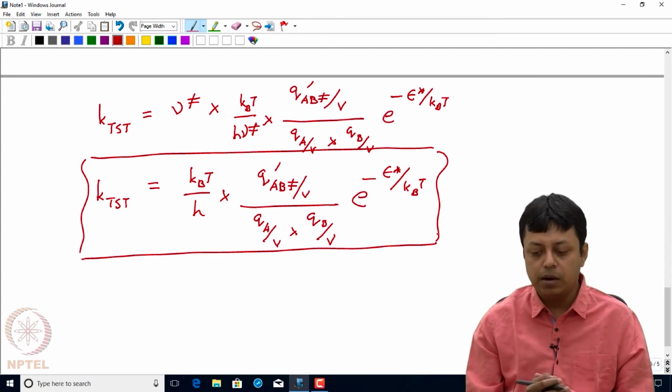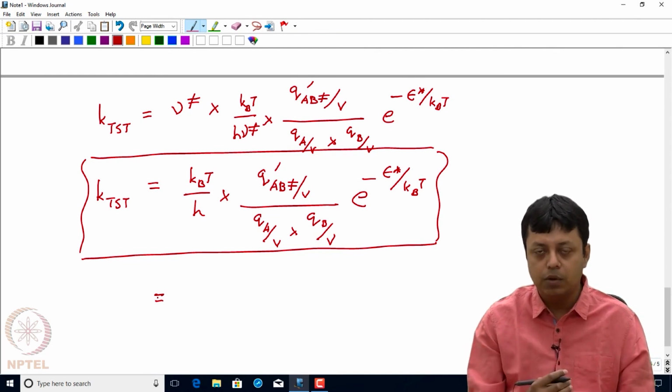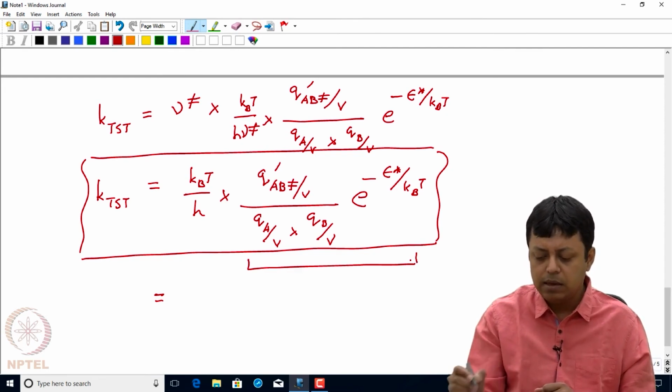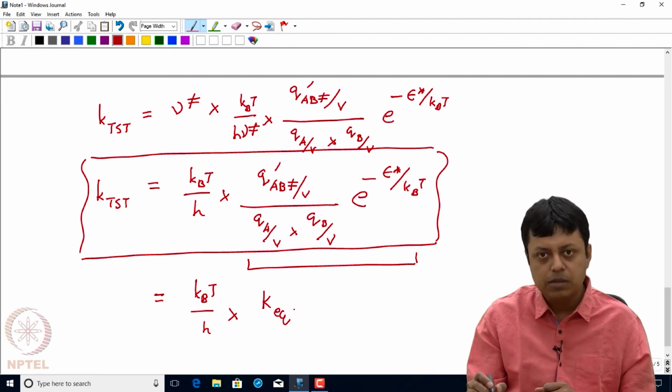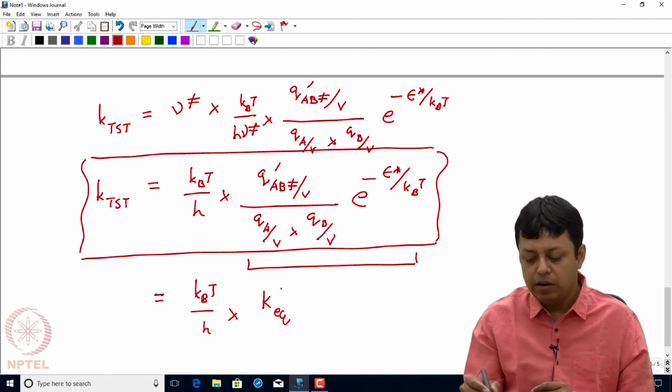Now we will see that these two are equivalent, but before that we will do one more thing. Remember that we wrote it in terms of the equilibrium constant, and we can again write this entire thing as an equilibrium constant, in the sense that it is something like kBT by h, but this equilibrium constant is slightly different. It is not exactly the same equilibrium constant for the transition state, but it is the equilibrium between reactant and a transition state with 1 degree of freedom less. So that is why I am putting a prime sign.